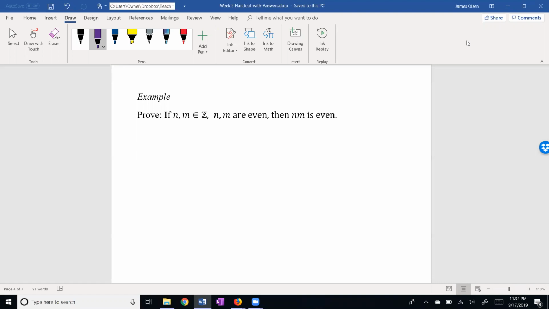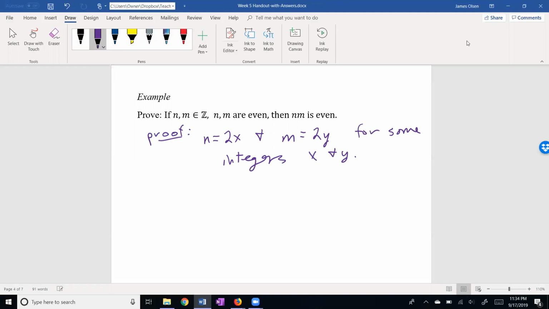So here we have 2 even integers, and now we're doing a product. You might pause the video and see if you can do this yourself. We have 2 even, so n equals 2x, and m equals 2y for some integers x and y. Notice I've written this a little bit differently. I could have written it, there exist x and y in the integers such that n equals 2x and m equals 2y.